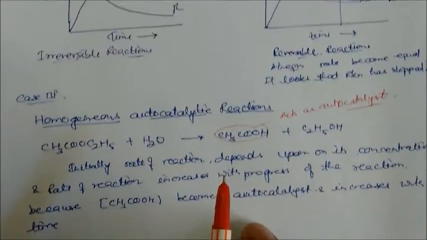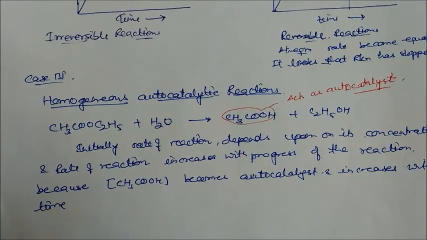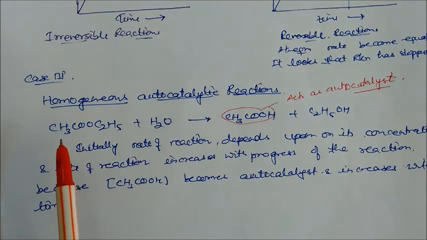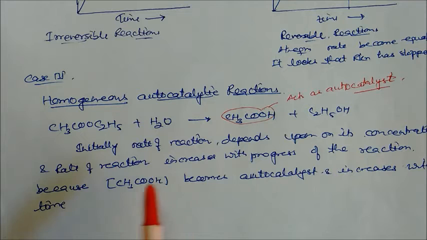There is one more case, like homogeneous autocatalytic reactions. In this, we have the hydrolysis of an ester. Initially, the rate of reaction depends upon the concentration of the reactant. The ester is more, so it will convert into acetic acid plus ethanol. But later on, the rate of reaction increases with the progress of the reaction. Why? Because the acetic acid will act as an autocatalyst, and it will again make the rate of reaction faster. So these are some causes which promote or decrease the rate of reactions.